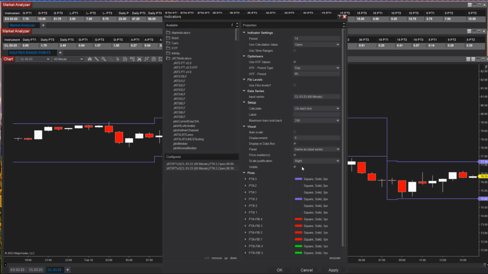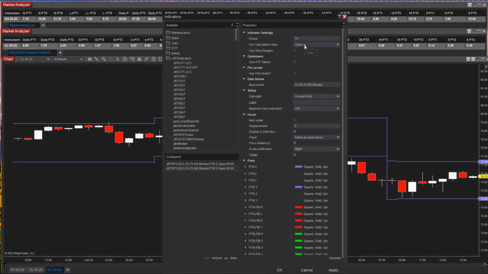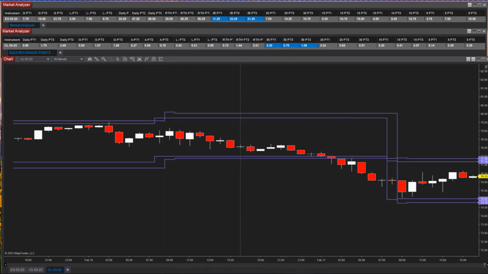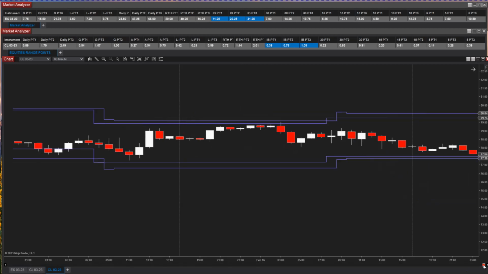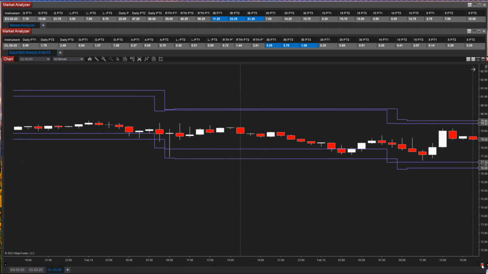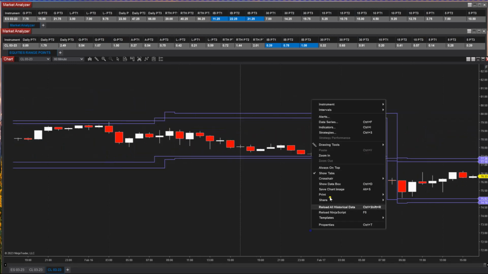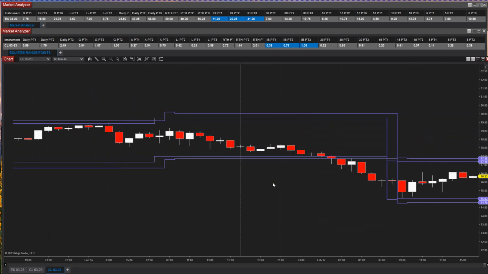PT3, and I want to go 09 to 10. There we go. So now between 9 and 10 I have another envelope. And I can keep going until the end of the session.